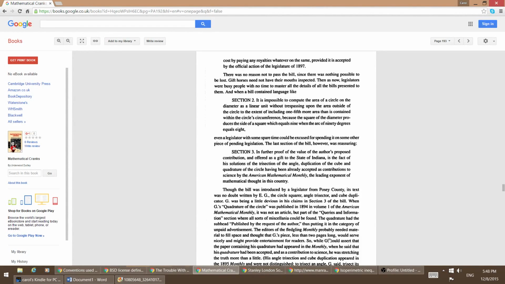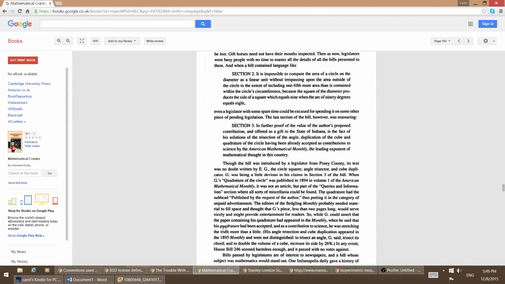less than 2 pages long, would serve nicely and might provide entertainment for readers. So while G could assert the paper containing his quadrature had appeared in the Monthly, when he said that his quadrature had been accepted as a contribution to science, he was stretching the truth more than a little. His angle trisection and cube duplication appeared in the 1895 Monthly and were not distinguished. G said to trisect an angle, trisect its chord, and to double the volume of a cube, increase its side by 26%.